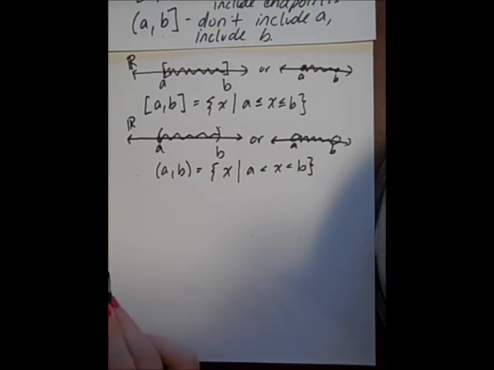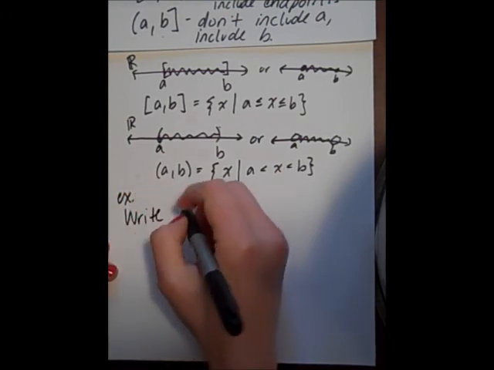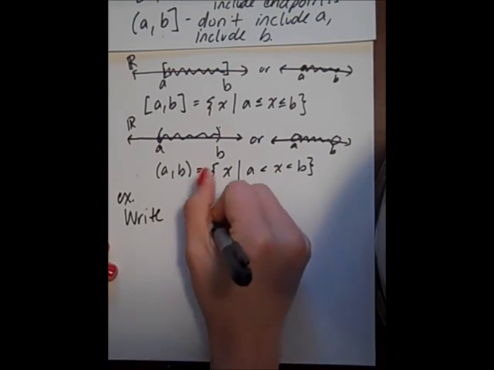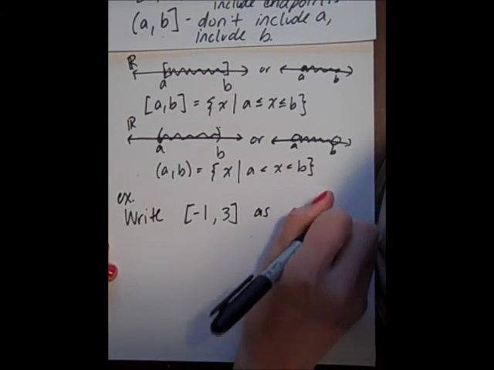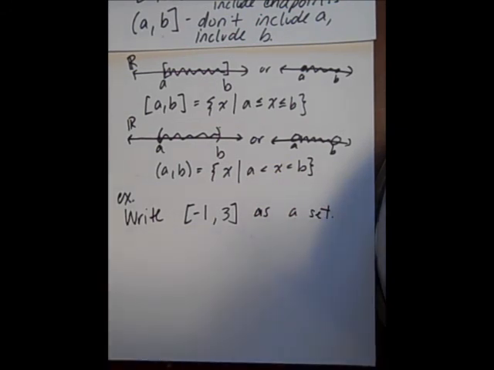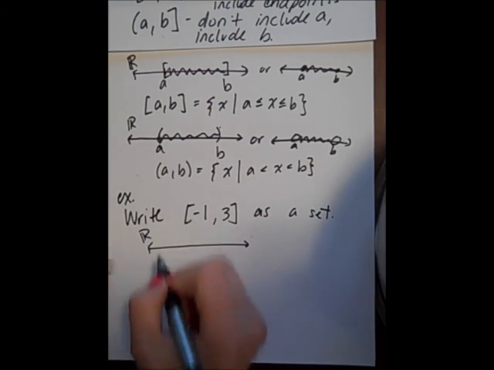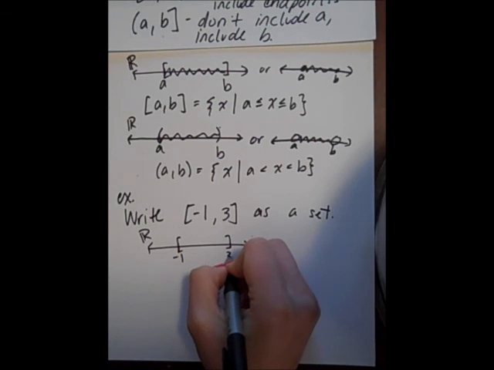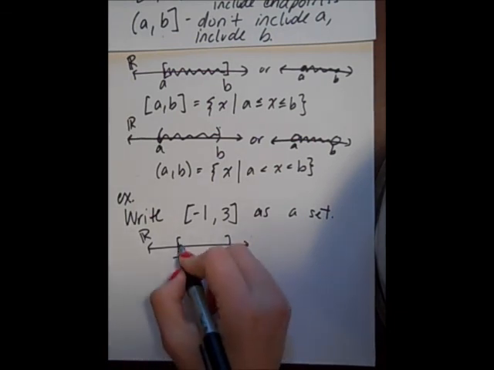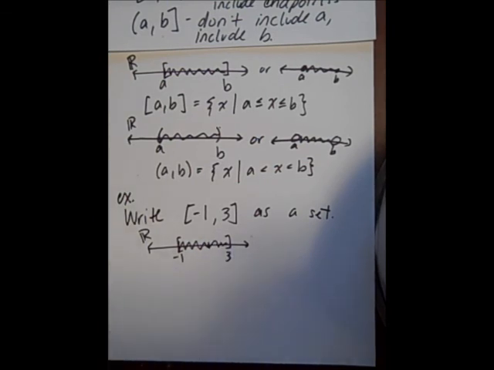I'm not going to use one over the other, but that's kind of how you want to look at this. So for example, let's write the interval, let's say -1 to 3 as a set. So set notation means I'm going to have those curly brackets. Let's maybe draw a picture first to represent what this is. So here's my real number line. I have -1 here, 3 here. I want to include everything between the two. So this is the picture that I'm looking at.